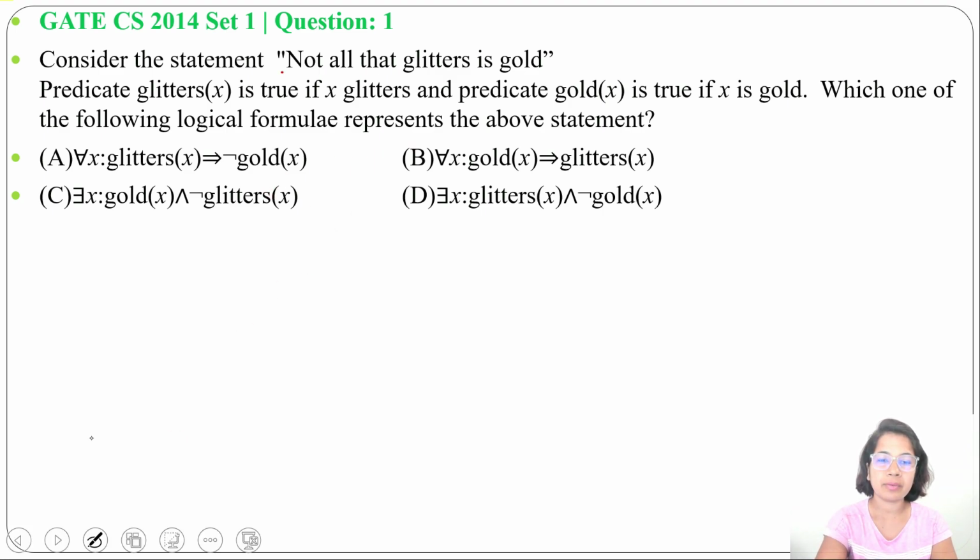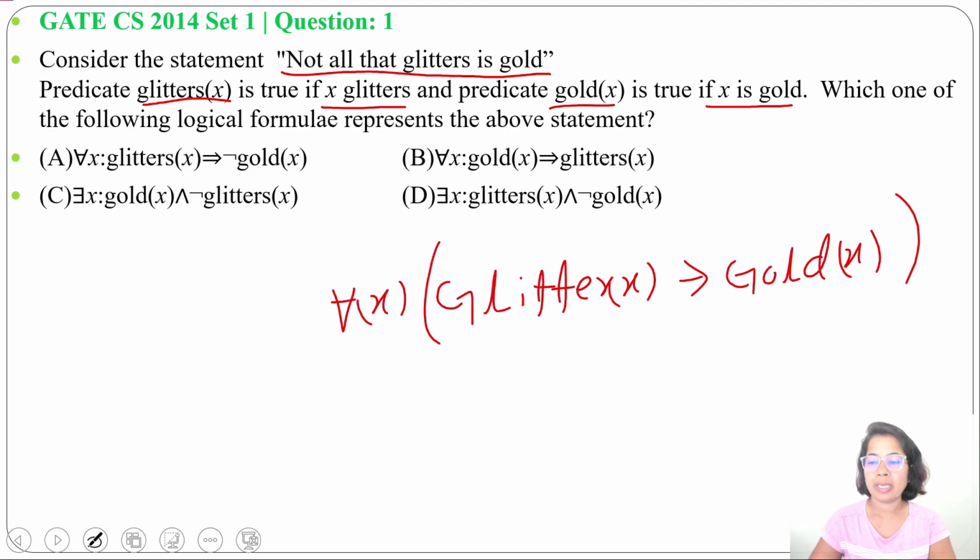Let me first write the formula for this. Not all that glitters is gold. And glitter of X is X glitters, and gold of X is X is gold. So you can write for all X, glitter of X implies gold of X. This is for all that glitters is gold.